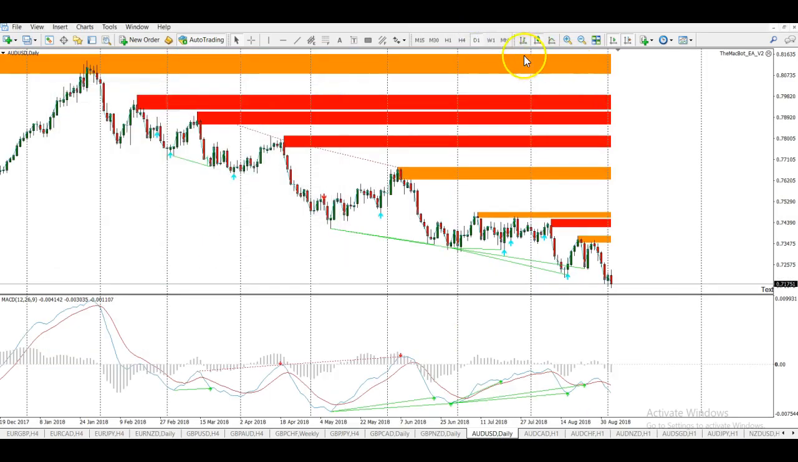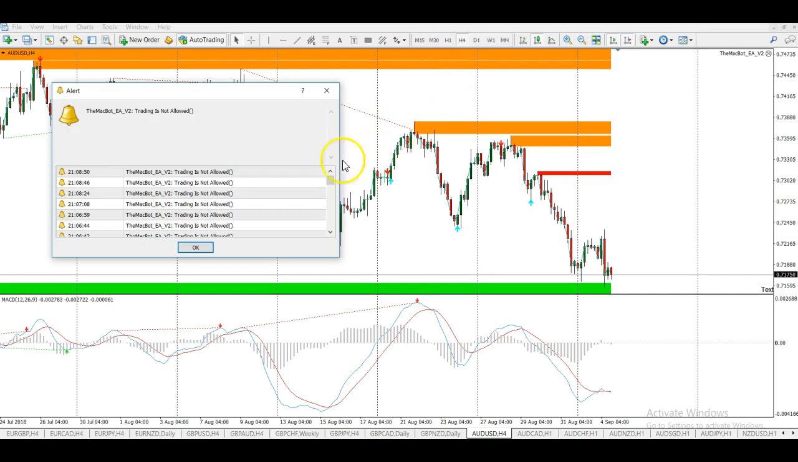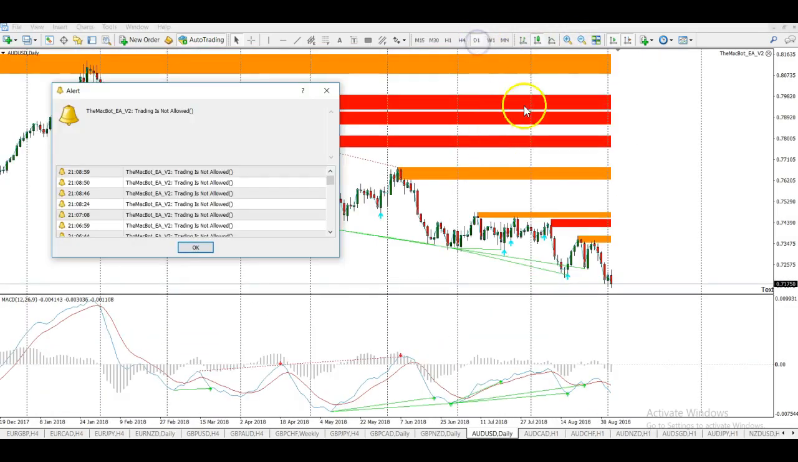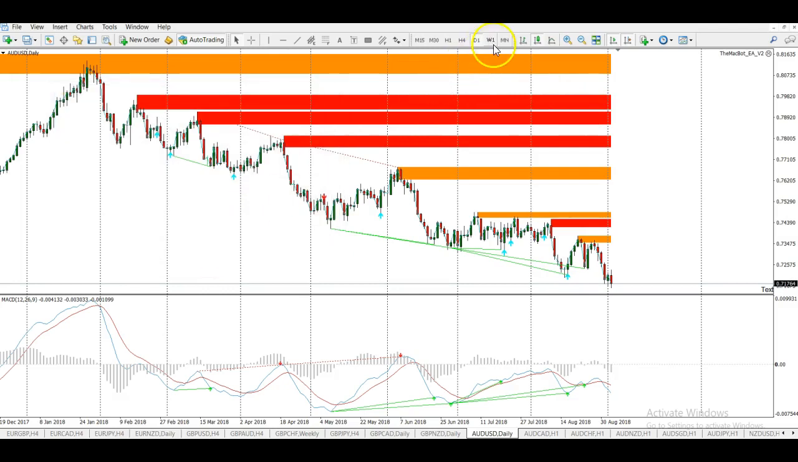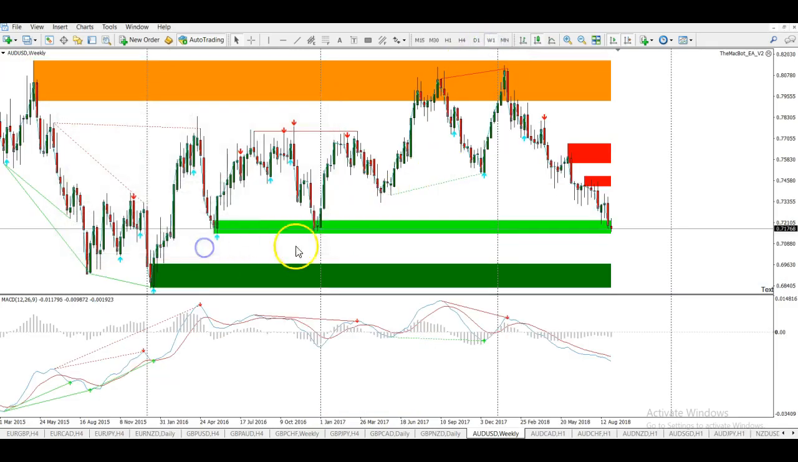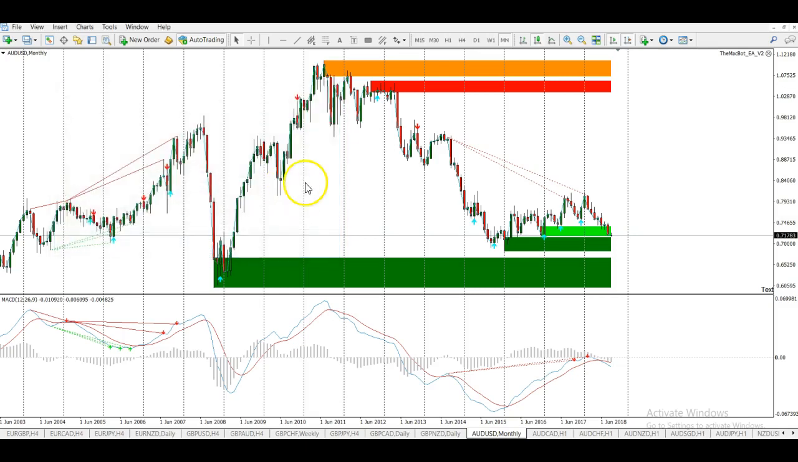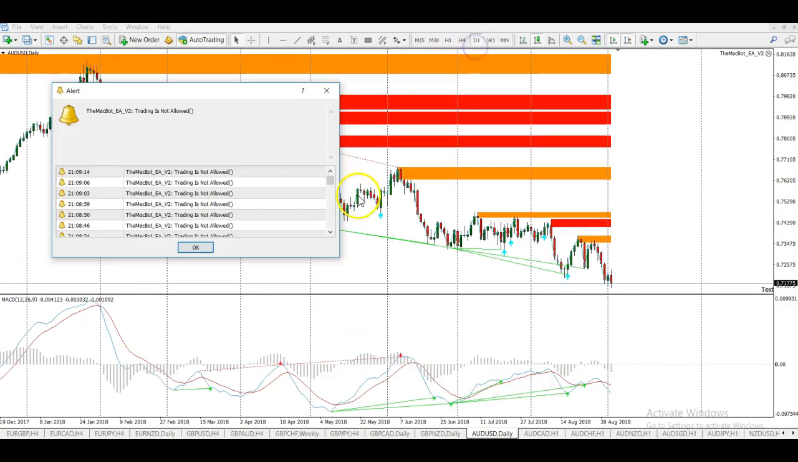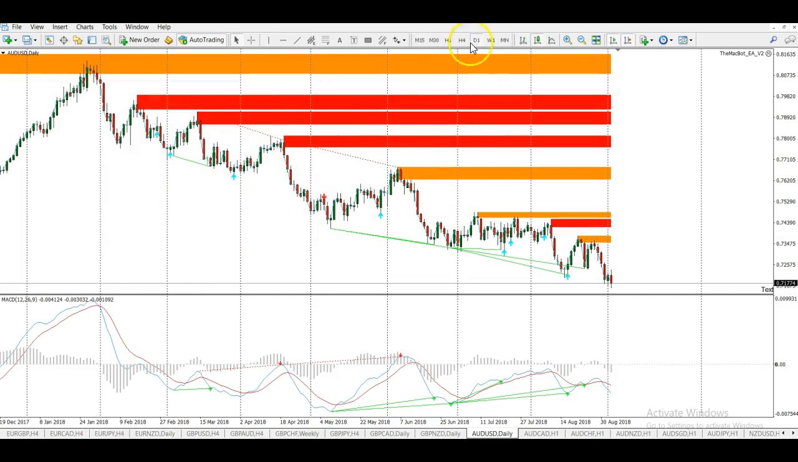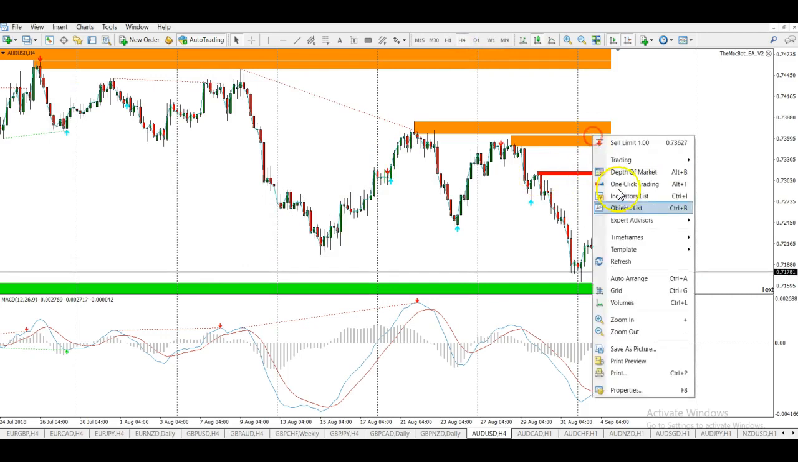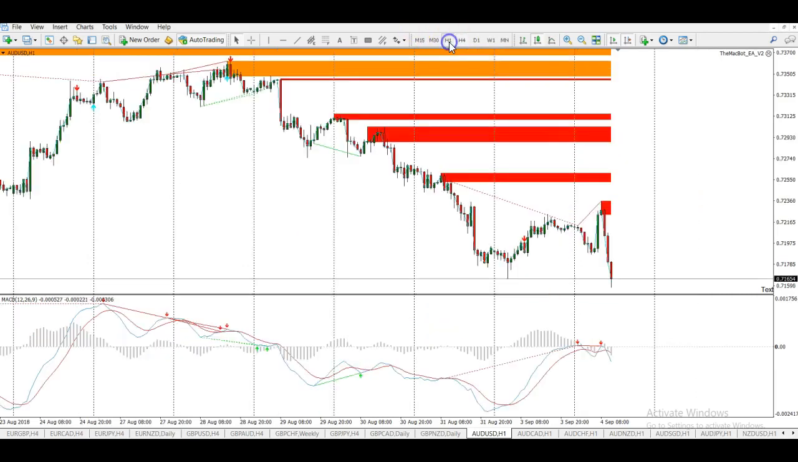Now, Aussie, we're at a 4 hour. It looks like it's slowing down at a 4 hour. No 4 hour zone. Let's look at the daily. We know we're at this weekly area here. We're at the end of this monthly here. Looks like it's breaking through. So the Aussie, I'm going to look to buy it.